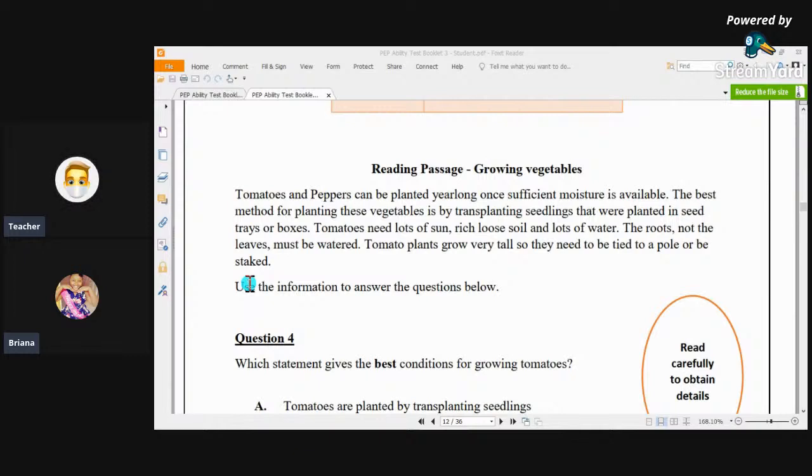Okay, let's see. So tomatoes and peppers can be planted year long once sufficient moisture is available. The best method for planting these vegetables is by transplanting seedlings that were planted in seed trays or boxes. Tomatoes need lots of sun, rich, loose soil, and lots of water. The roots, not the leaves, must be watered. Tomato plants grow very tall, so they need to be tied to a pole or be staked.